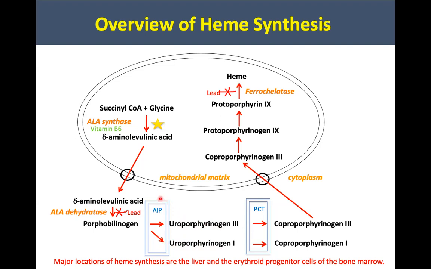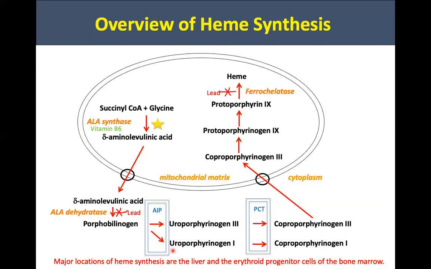And the thing that I really want you to know, and again, this is very heavily tested, is that an enzyme deficiency in uroporphyrin synthase is going to lead to an inherited condition called acute intermittent porphyria. Okay, so uroporphyrin synthase is the next enzyme in the pathway. It makes either uroporphyrin 3 or uroporphyrin 1. And a deficiency in this enzyme can lead to a condition called acute intermittent porphyria.